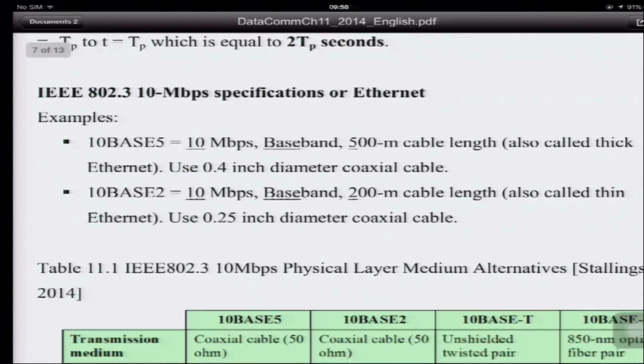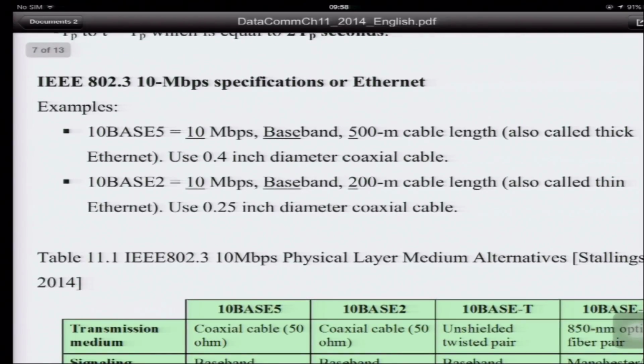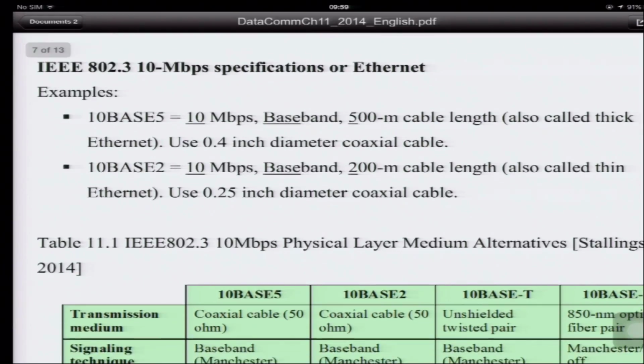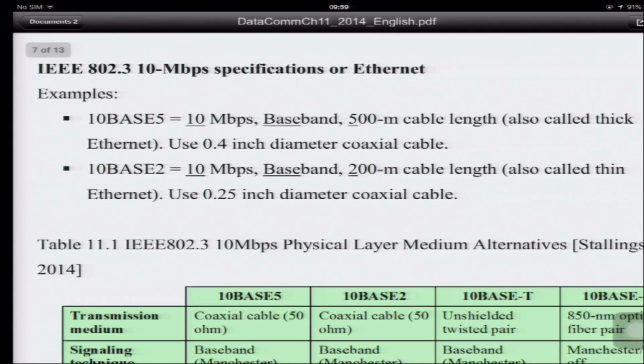Now let's look at the IEEE 802.3 standard, the 10 megabit per second specification for Ethernet. As I told you before, there is 10Base5 and 10Base2. The first number is 10 megabit per second. Base stands for baseband, and 5 is 500 meters cable length.